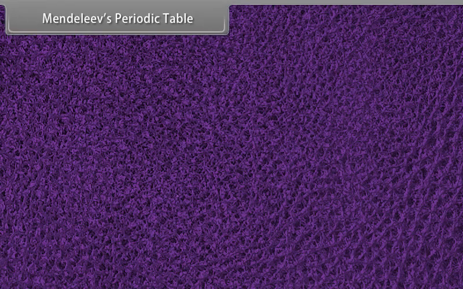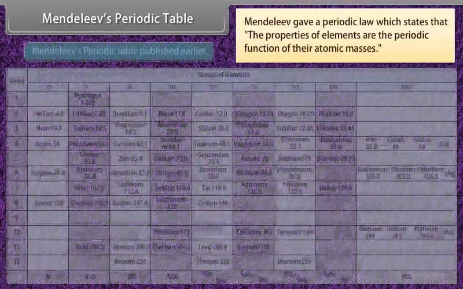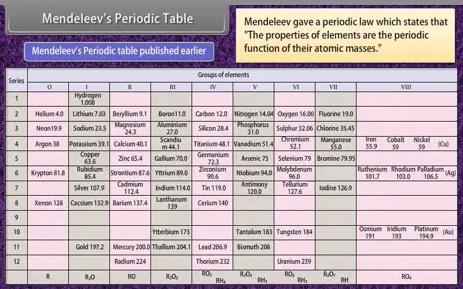Mendeleev's periodic table. Mendeleev gave a periodic law which states that the properties of elements are the periodic function of their atomic masses. Uses of Mendeleev's periodic table.